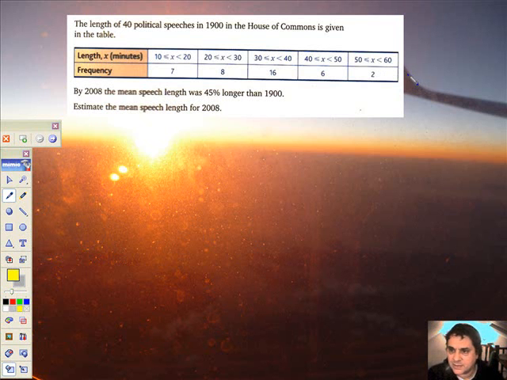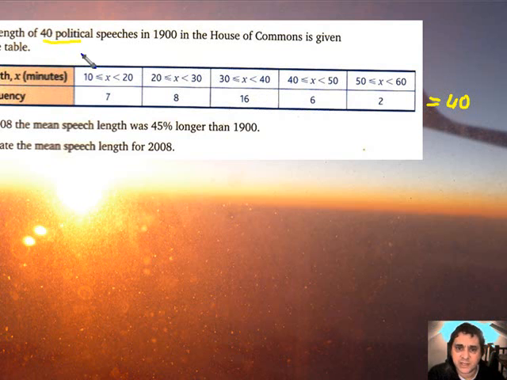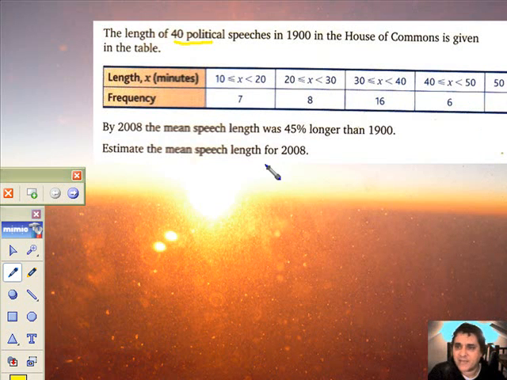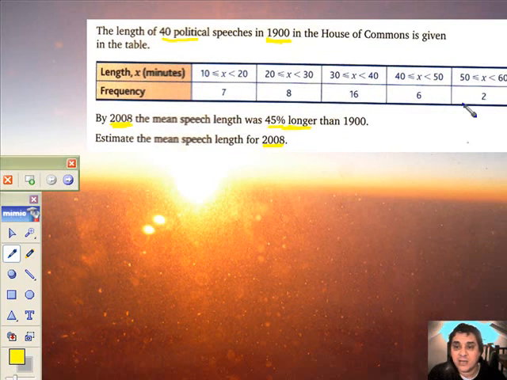Looks quite nice. So I know straight away the total is 40 speeches, it says so. So I haven't got to worry about having to add that up later on. So what have I got to do now? By 2008, the mean speech length was 45% longer than back here in 1900. So estimate the mean speech for 2008. Well, I can't do that directly. I don't have the figures. However, I can relate it back to the mean speech length in 1900.